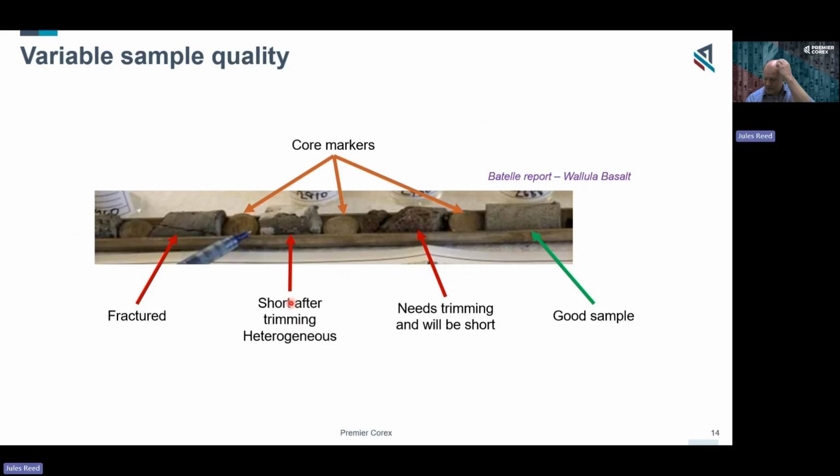Here are some other ones. This was from a Patel report on the Wallula basalt formation. Out of these 4 cores that they're showing, 1 is fractured. These are 1 inch sidewall cores. This one's fractured. This one you can see has significant heterogeneity. This one has fractured here at the end. You're going to have to trim this down to here. That will be a very short sample, and so reduces the potential testing you can perform on it. And this last one is a very good sample.